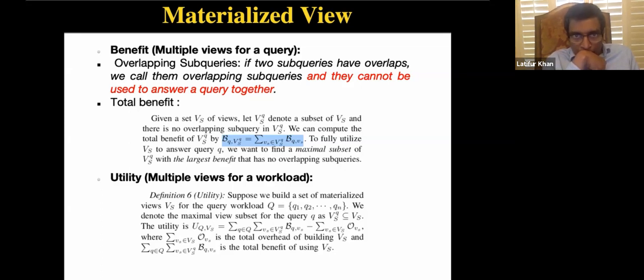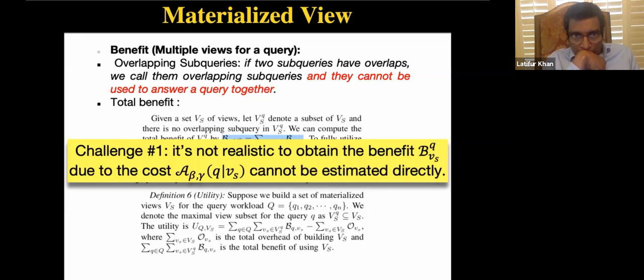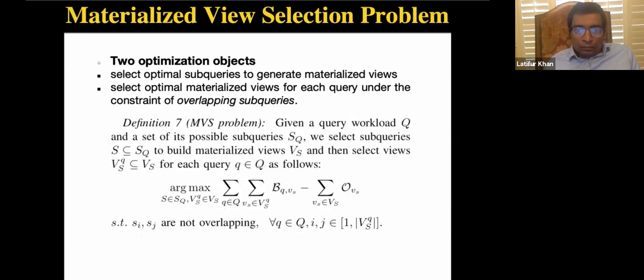However, the challenge is that it's not realistic to obtain the benefit, because the cost after using the view cannot be estimated directly, which is also the first challenge. And let's review the selection problem. The problem contains two optimization objects. The first is to select optimal subqueries to generate views, and the second is to select optimal materialized views for each query under the constraint.